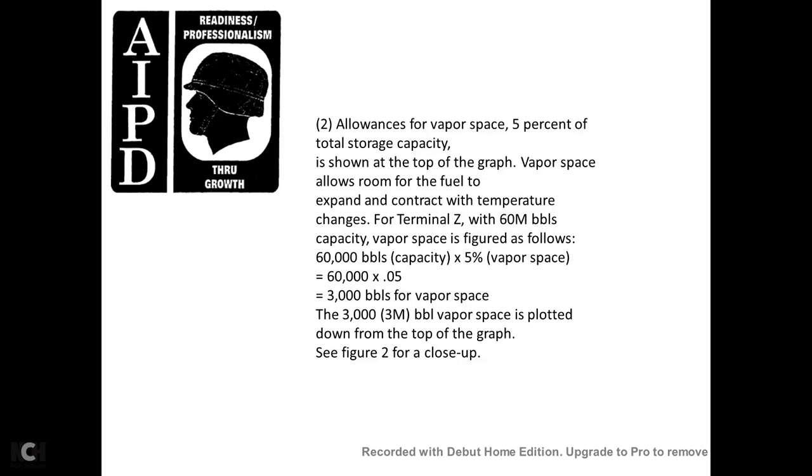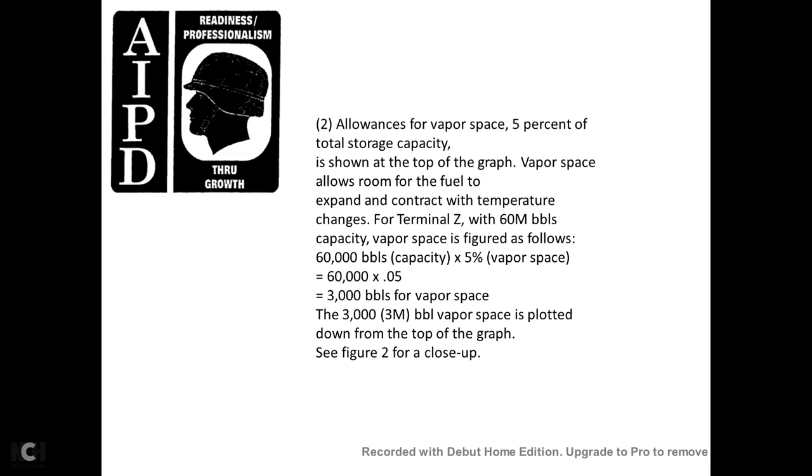2. Allowance of the vapor space. 5% of the total storage capacity is shown at the top of the graph. The vapor space allows room for fuel to expand and contract with temperature change. For Terminal Z, the 60,000 barrel capacity varies.